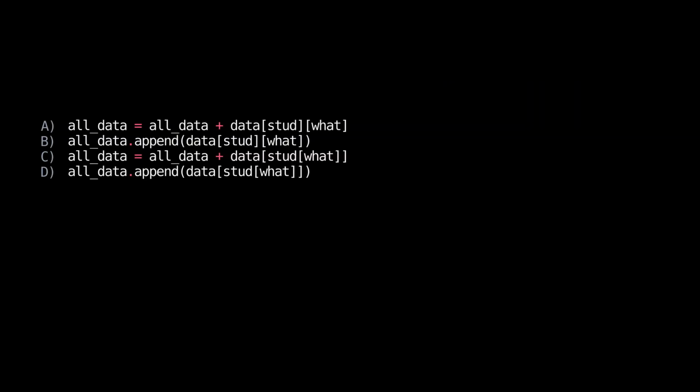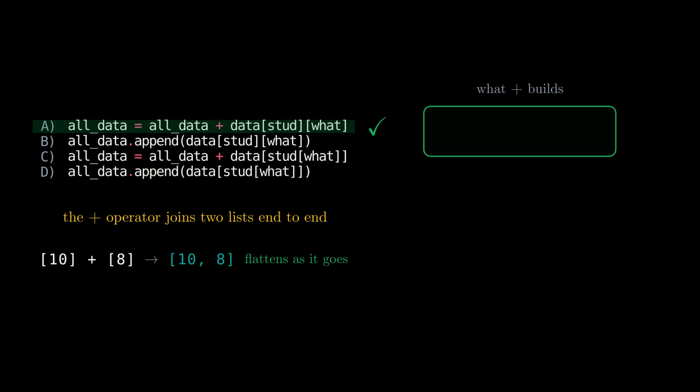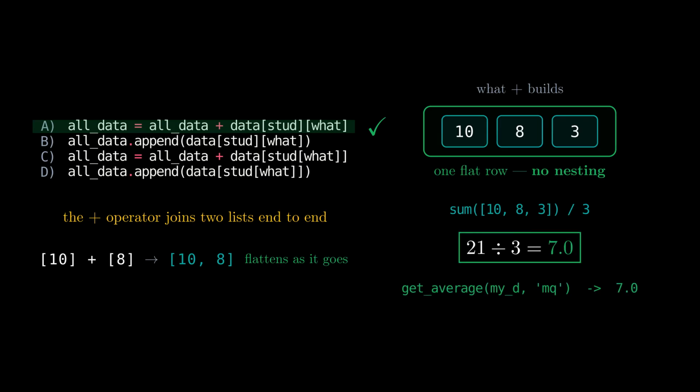That leaves option A, concatenation, and it is the answer. The plus operator joins 2 lists end to end, flattening as it goes. Starting from the empty list, all_data grows: plus Anna's list gives 10, plus Fredo's gives 10, 8, plus Eric's gives 10, 8, 3, one flat list of numbers. The sum is 21, divided by 3 students gives 7.0, exactly what we expected.